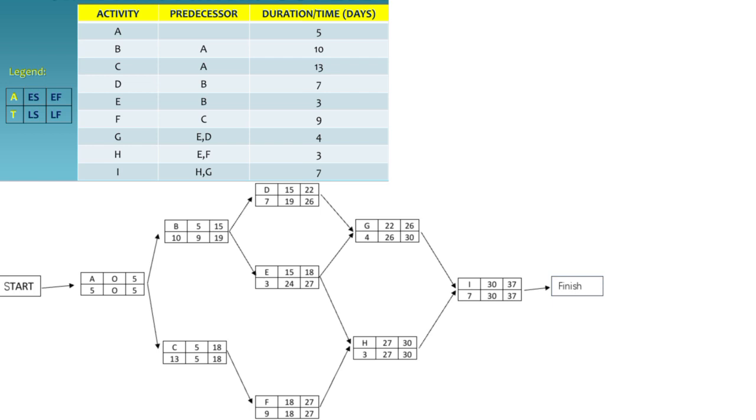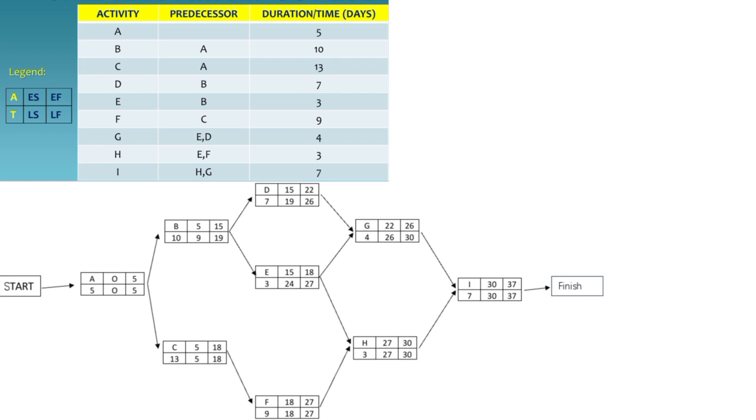Activity G. Activity G depends on both activities D and E. Therefore, its early start is the maximum of the early finishes of activity D and E, which are 22 and 18, respectively. Hence, ES equals max, equals 22.